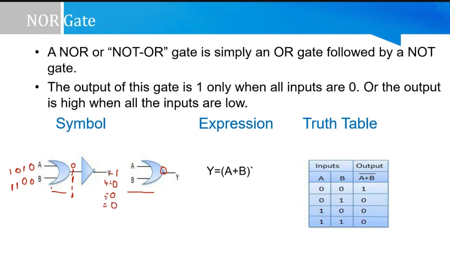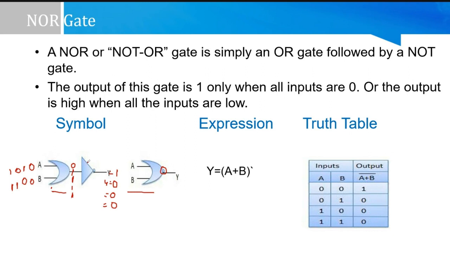So here you can see that it is providing the output high whenever both the inputs are low. In the rest of the conditions, it's giving the output as low. So it is exactly the reverse case of the OR gate, the complement of the OR gate. The OR gate will be high if any one of the inputs is high. Here, if any one of the inputs is high, the output will be 0.